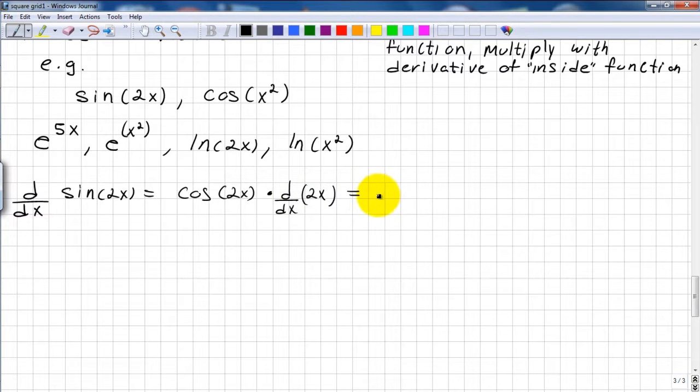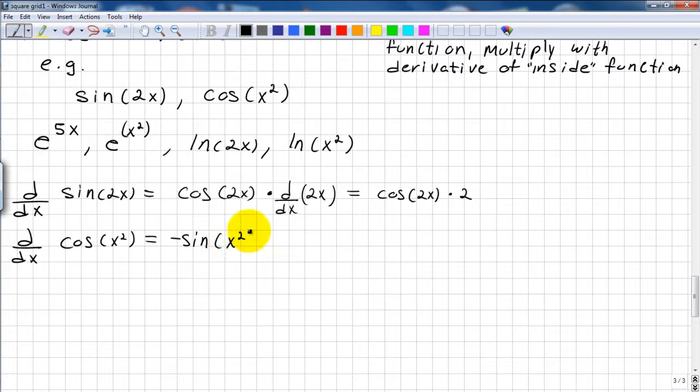So that will give us the final result of cosine of 2x times 2. Let's do the cosine of x squared. So the derivative of the outside, the derivative of cosine is negative sine. Don't touch the inside function. Times the derivative of the inside function.